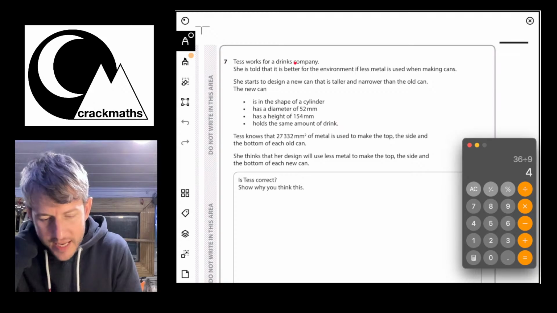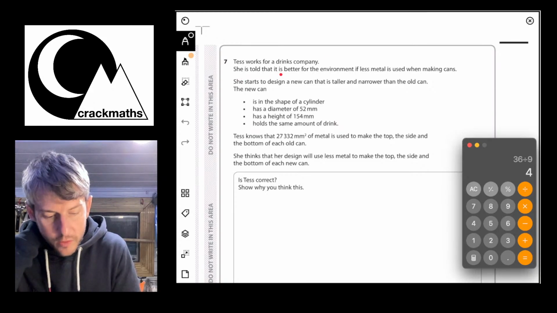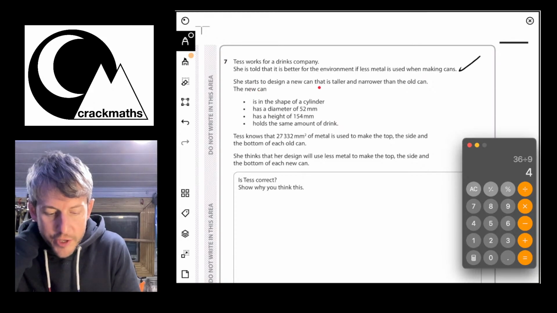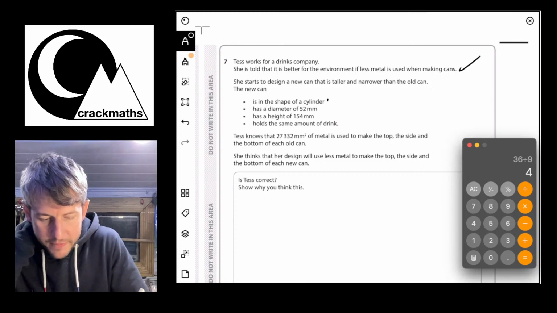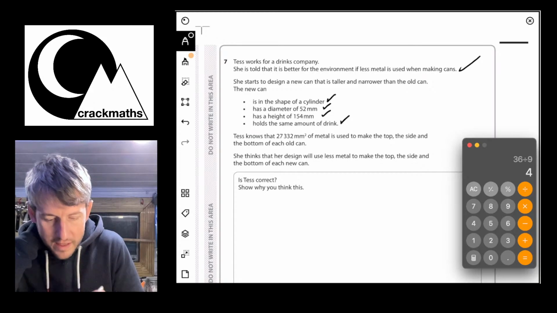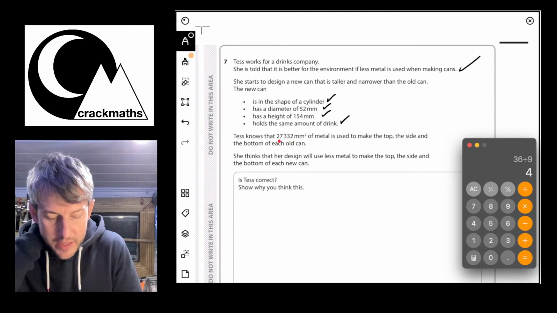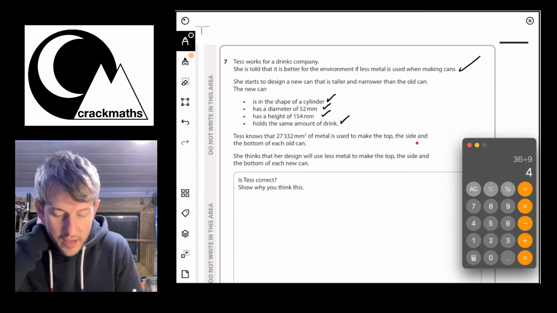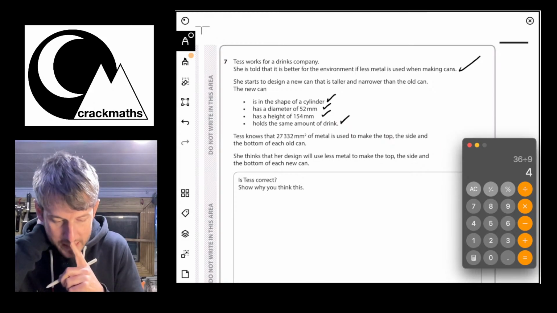Right, so Tess works for a drinks company. She is told that it is better for the environment. Fine. Okay. She starts to design a new can that is taller and narrower than the old can. The new can is in the shape of a cylinder, has a diameter of 52 millimeters, has a height of 154 millimeters, holds the same amount of drink. Tess knows that 27,332 millimeters squared is used to make the top, side and bottom of each old can.